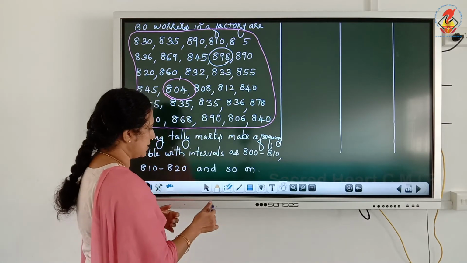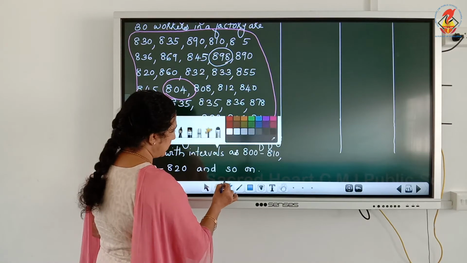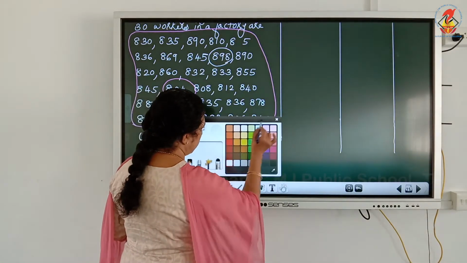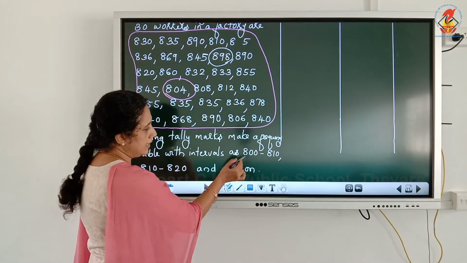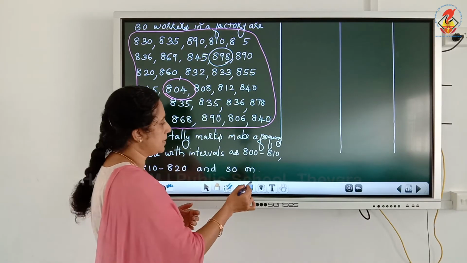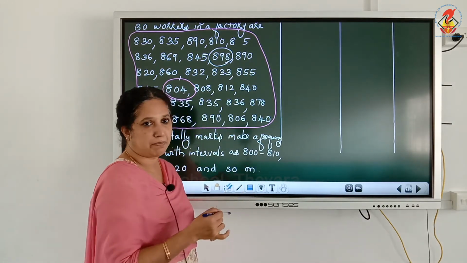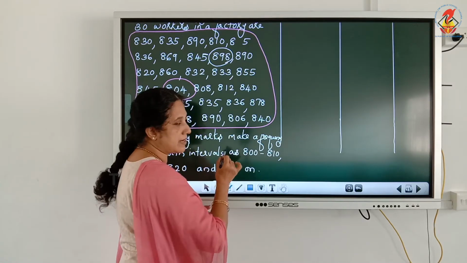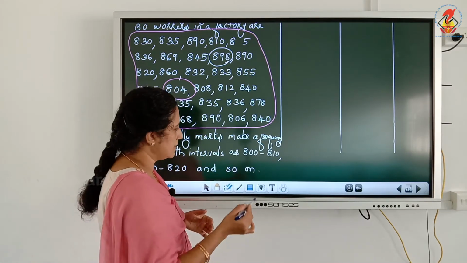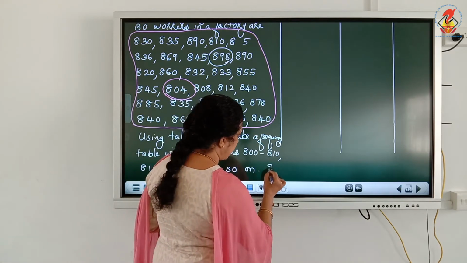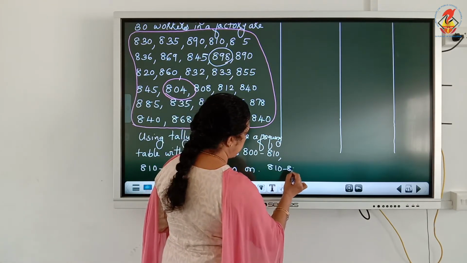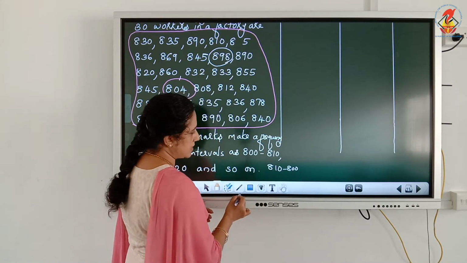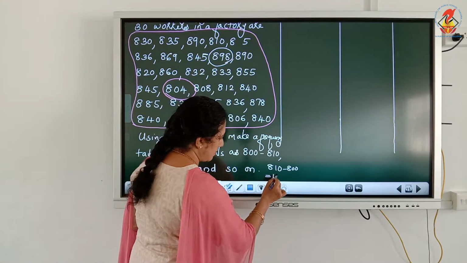Then, look at the class interval 800 to 810. 800 is known as the lower class limit, 810 is known as the upper class limit. Now, find out the difference between the upper class limit and the lower class limit. What is the difference? That means 810 minus 800. What is 810 minus 800? You will get it as 10.